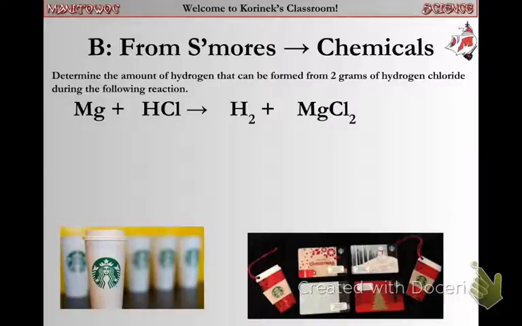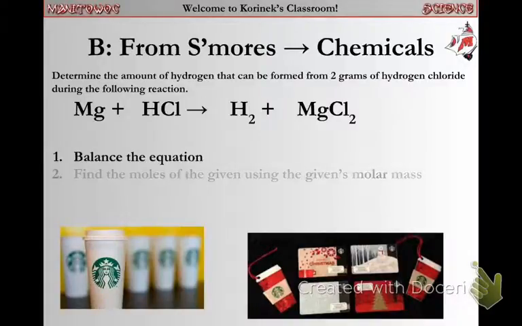All right? Now, there are a couple of steps that we're going to go through in order to solve this particular problem. Step number 1 is we want to balance the chemical equation. And as you can notice above, it's currently not balanced, and we'll get to that in a second. Step number 2 is to find the moles of the given. What was given? Well, we know that there's 2 grams of hydrogen chloride. That's our given. So we want to be able to go from grams of hydrogen chloride to moles, and we did that way back in Unit 2.